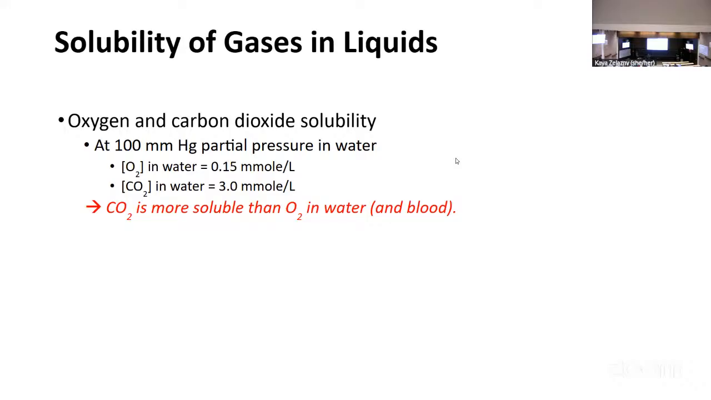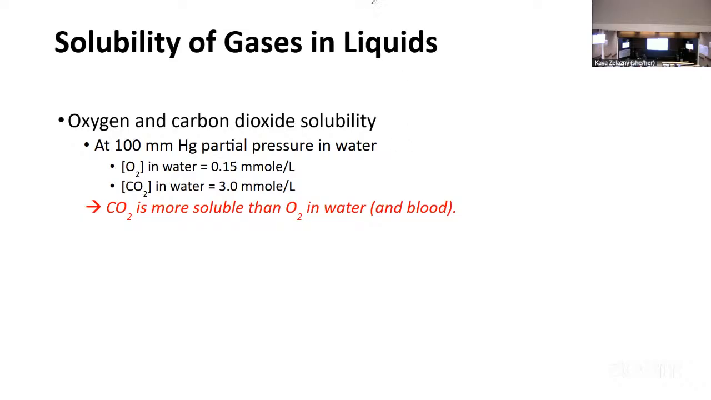So primarily we're going to be thinking about oxygen and carbon dioxide when we track partial pressures in our blood, because what we care about is that oxygen that we're using to make ATP and that carbon dioxide that's basically our waste at the end of cellular respiration, okay? So we're going to take a look at the solubility of both of these gases. Okay.